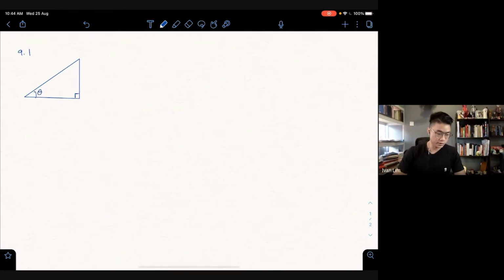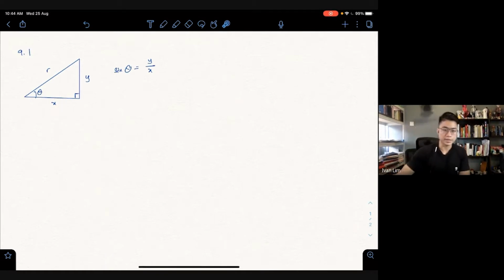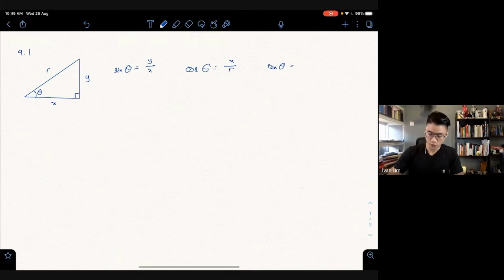If my theta is here, and I use this as y, and this is x, and we put the hypotenuse as r, sine theta will be equals to, so, right? So y over x, because opposite to the angle and then adjacent to the angle is x. Cos theta will be x over r, and then tangent theta is y over x. Okay, so these are the things that y'all need to take note of. These are very basic things that y'all should know already.